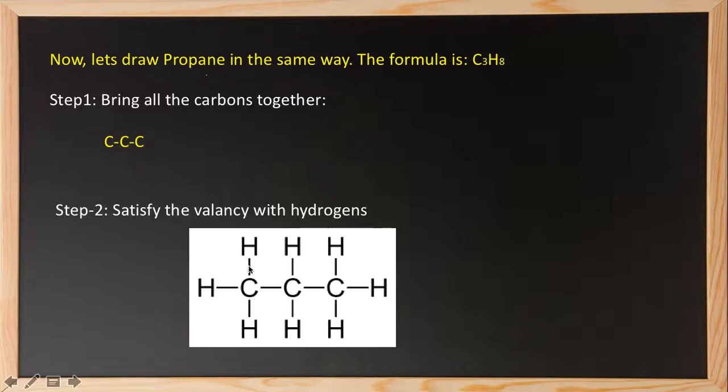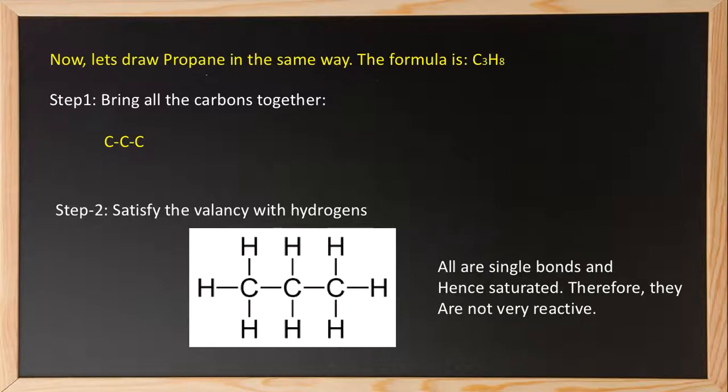So this carbon will have H, H, H, all single bonded. This carbon will also have H, H, H, all single bonded, but the middle carbon will have just 2 hydrogens because it is already bonded by the other 2 carbons on both sides. So the valency of all the carbons is satisfied. Now let's count the number of atoms. 3 carbons and 1, 2, 3, 4, 5, 6, 7, 8 hydrogens. So the formula is satisfied, 3 carbons and 8 hydrogens. This is how you draw propane.